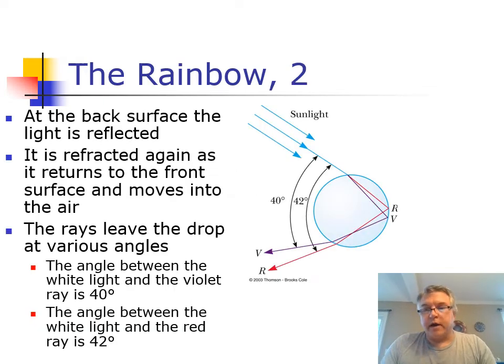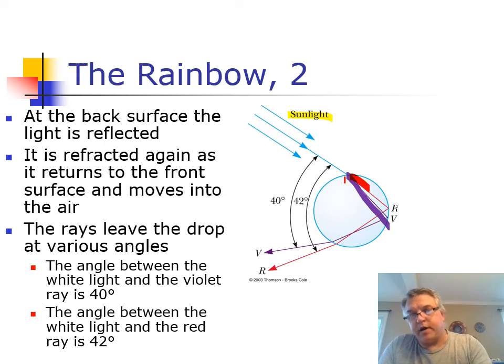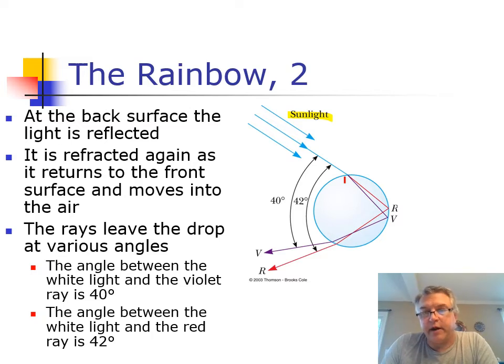So here we have a diagram of a water droplet, and we see that we have some rays of sunlight intersecting with this water droplet. Now you can see here that my violet rays are going to refract more than my red rays. So the violet rays are going to refract at a different angle or have a greater angle of refraction than the red wavelengths of light.